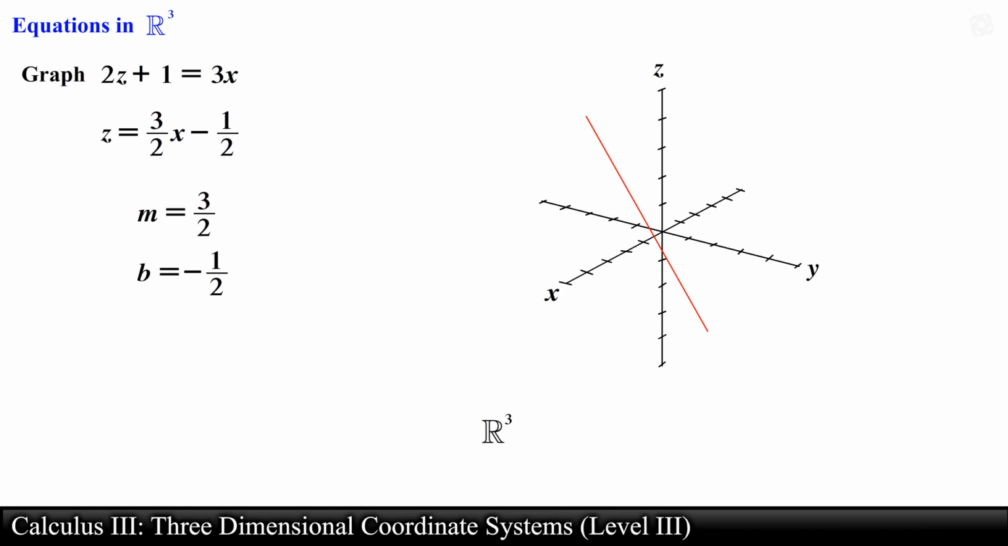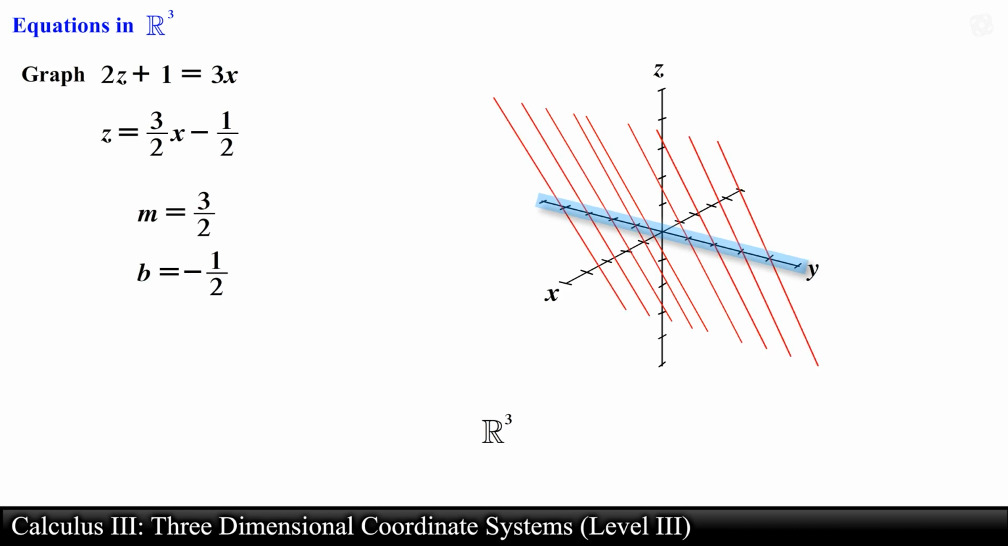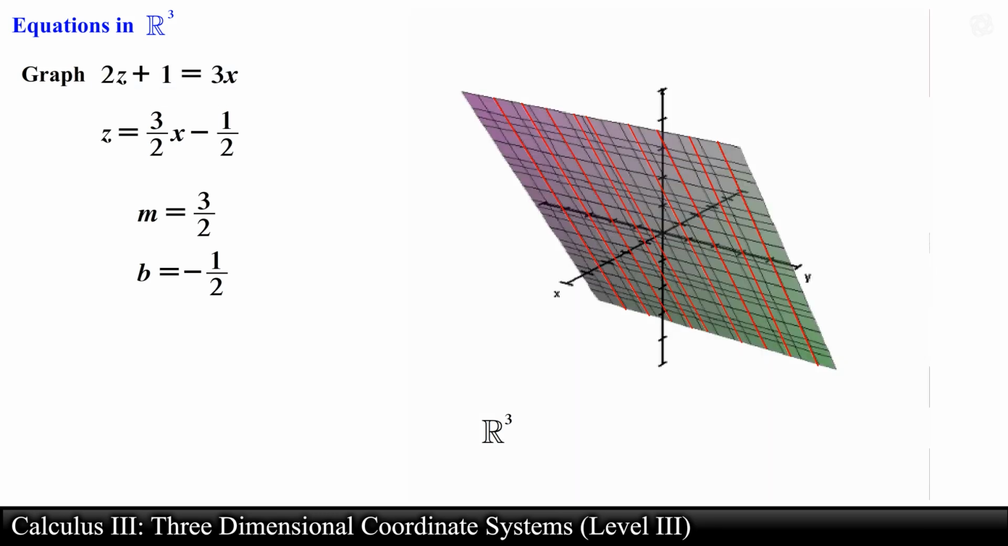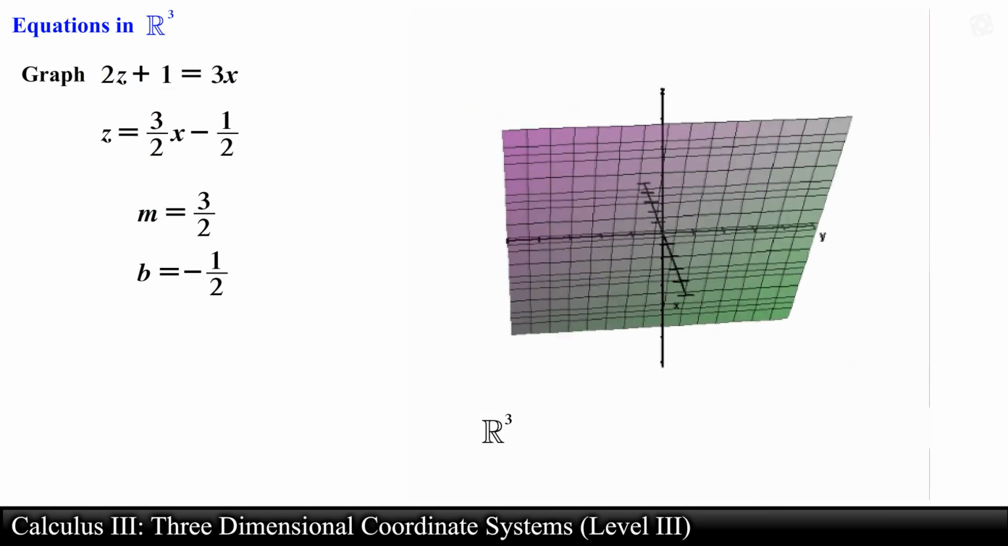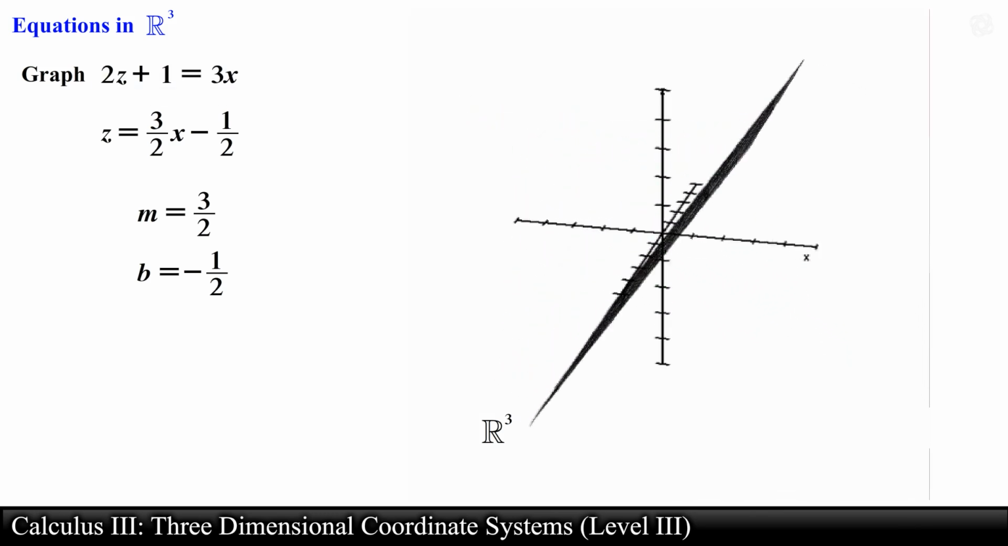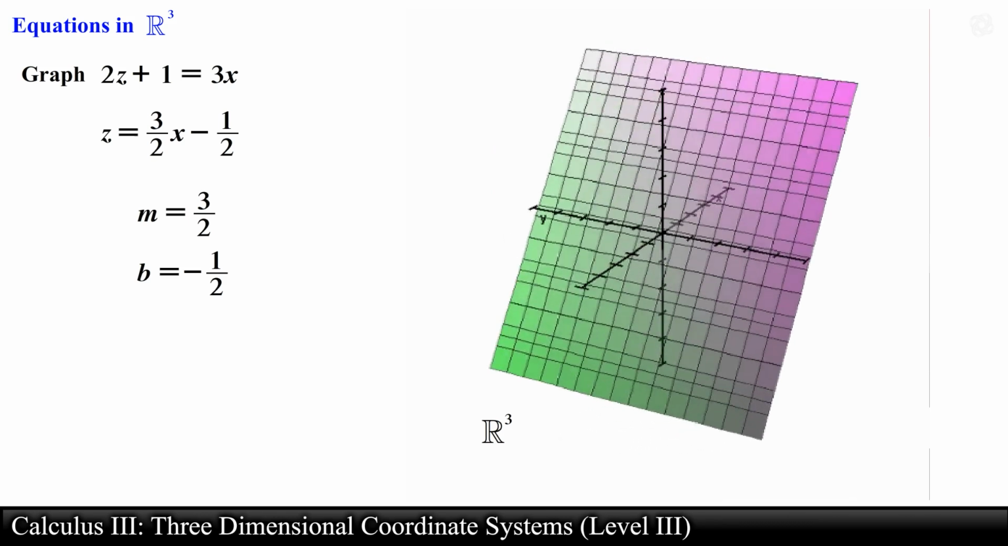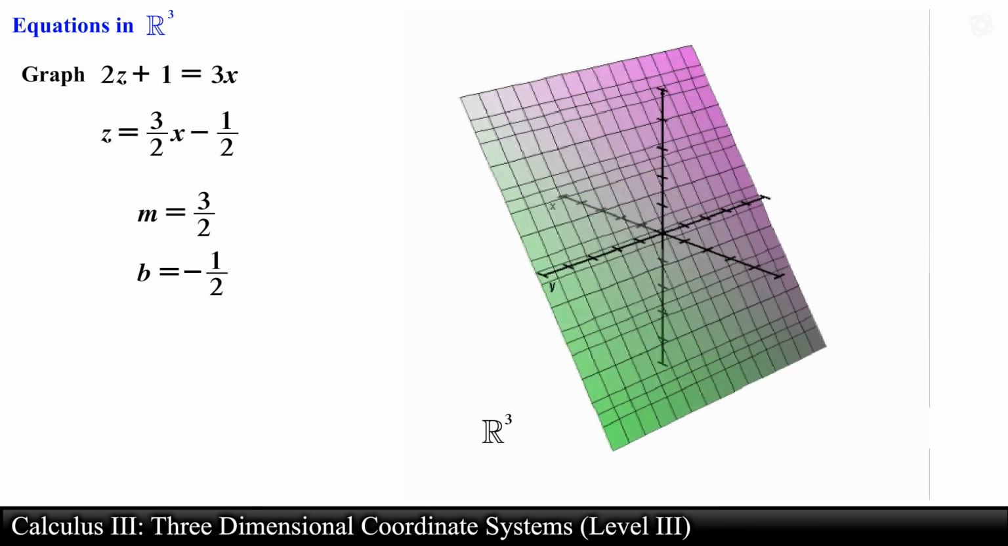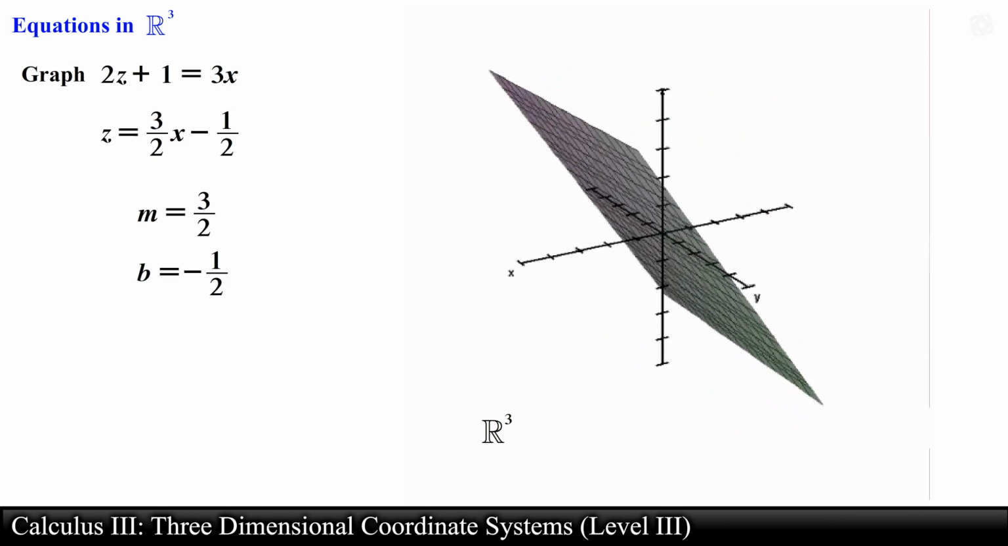Having created our first curve, we go ahead and make copies of this curve at positive values of y and at negative values of y. Remember, when a variable is not expressed in an equation and no restrictions are mentioned, the variable is free to take on any value. Lastly, we connect all the curves together and obtain the following plane that has a z-intercept of negative 1/2 and is also inclined with a slope of positive 3/2.